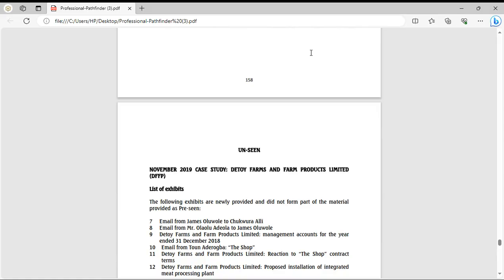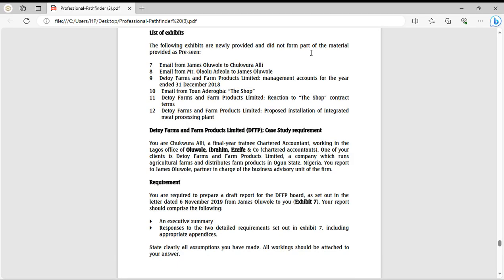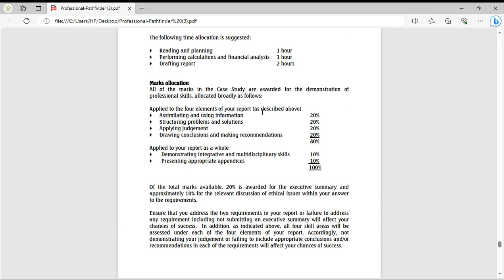Now, in the pre-seen, we're also given some list of exhibits as well, and those exhibits are what will help us. So we're given management accounts for the year 2018. They included this as well. Then an email from Tom Adirogba, the shop, an email on the shop contract. We're also given more information about the shop contract and information about the process, the proposed installation of the integrated meat processing plant. So we're given all that information.